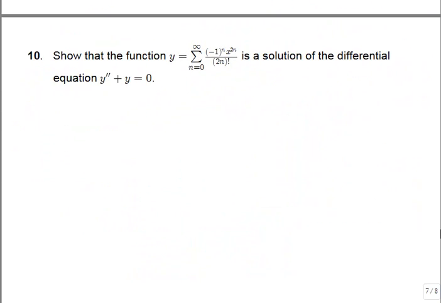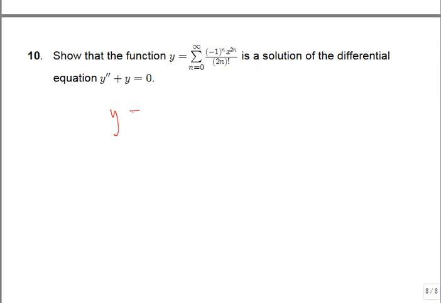Right, for our last example, we have a function y equal to the sum from 0 to infinity of negative 1 to the n x to the 2n over 2n factorial. And we want to show that that is a solution to the differential equation y double prime plus y equals 0. Okay, let's write out what some of the terms look like.